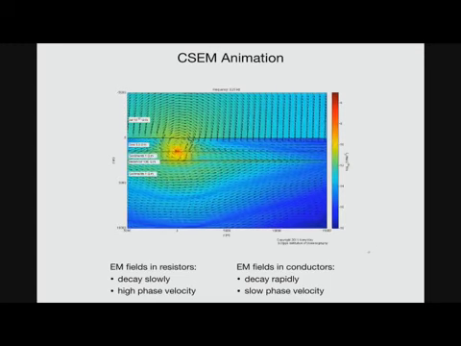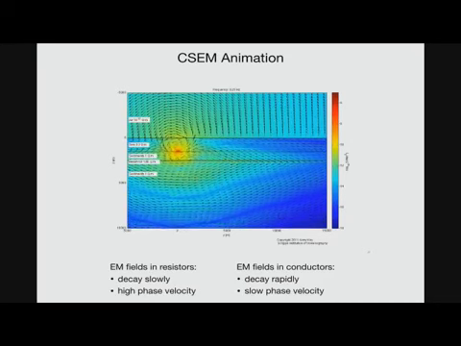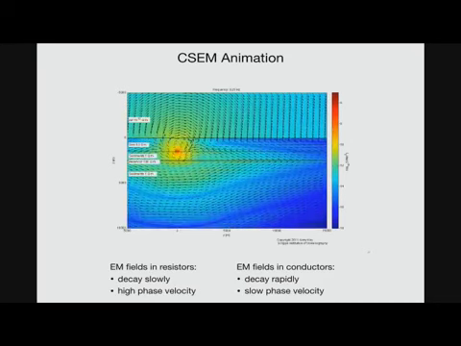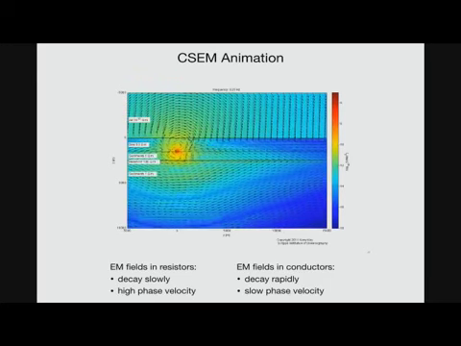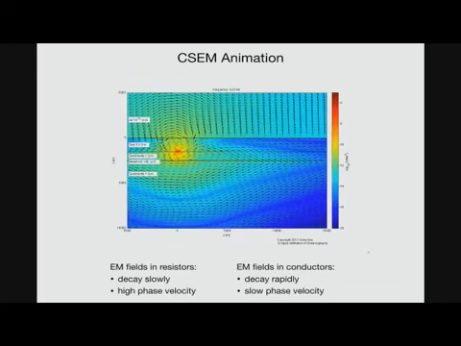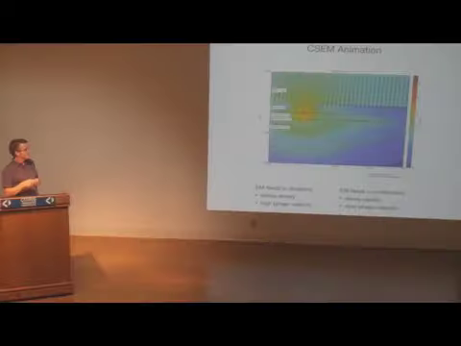The key thing to note with this simulation is that in resistors, the electric fields decay slowly, and they have a high phase velocity. And in conductors, they decay rapidly, and they have a slow phase velocity. So when we pulse the transmitter, you get good coupling into this resistive layer, and because it's resistive, the fields decay slowly and have a high phase velocity. So it acts like a waveguide, and you can get this EM wave transmitting out through this thin layer.